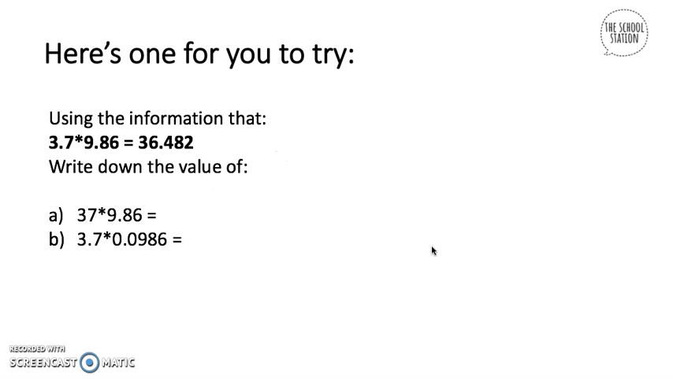So now that you guys have really understood the process of how to solve questions of multiplication and division with information you have, and also check your answers using estimating, I want you guys to try this question out. It says, using the information that 3.7 times 9.86 is 36.482, write down the value of A, 37 times 9.86, and B, 3.7 times 0.0986.